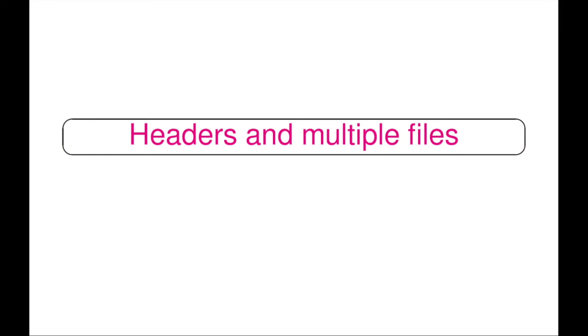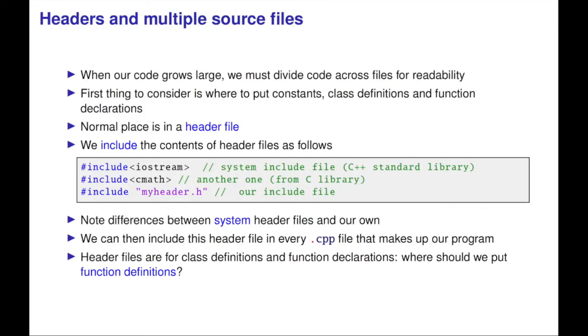The final part of today's lecture, which is actually a really important message, is the use of headers and multiple files. So when your code grows large, you must, and I emphasize, must divide the code across files for readability. First thing to consider is where to put constants, class definition, and function declarations. The normal place is in what is called a header file. We include the contents of header files as follows, right?